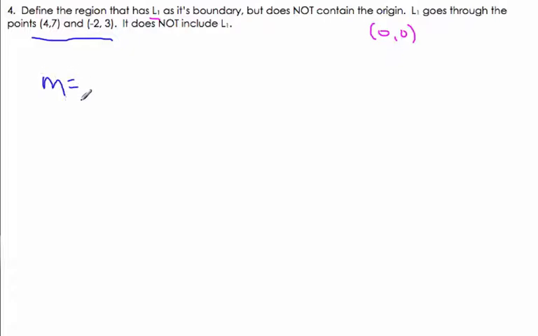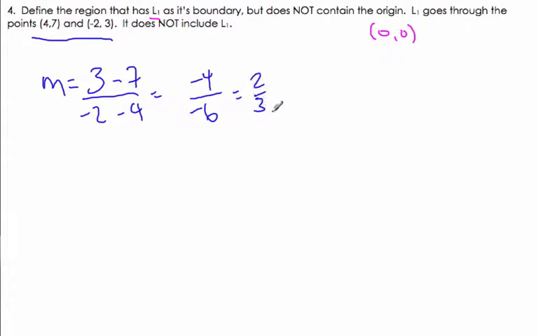Okay. So I get my gradient or my slope. I do the change in y, so I'm going to go 3 minus 7. y2 minus y1, yep. And then the change in x, negative 2 minus 4. So I get negative 4 over negative 6, which is 2/3.